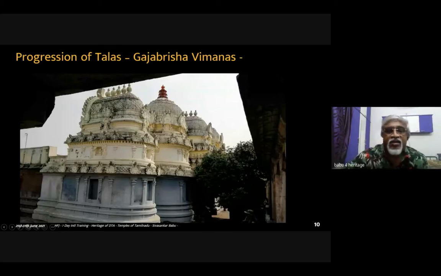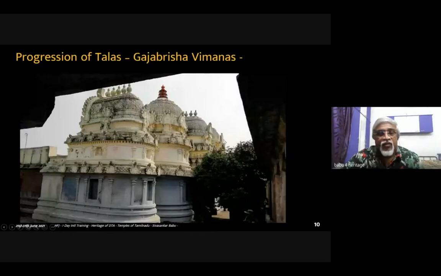This is the apsidal Gajabrishta temple, and this is a circular temple at the back, and again 2 more Gajabrishtas there. So this is a unique and beautiful temple with 2 talas. How many talas? This is the 1st prastara, and this is the 2nd prastara, and this is the neck portion and shikara. One of the fantastic temples available in Kanchipuram.